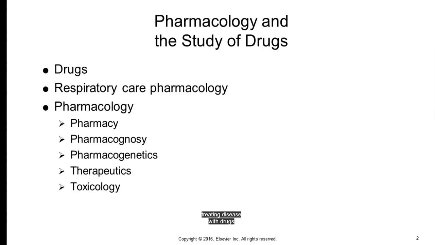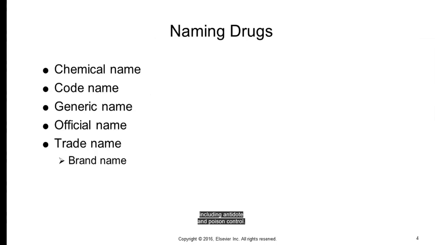Therapeutics is the art of treating disease with drugs. And lastly, toxicology is the study of toxic substances and their pharmacologic actions, including antidotes and poison control. Next, let's discuss how drugs are named.